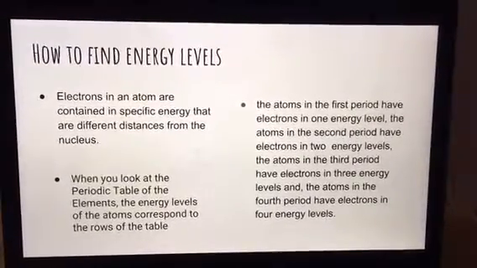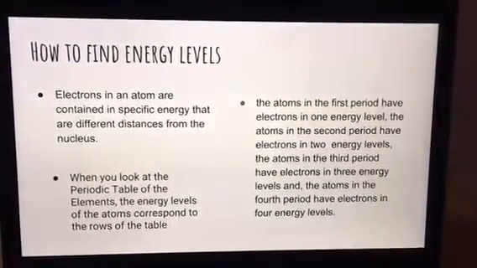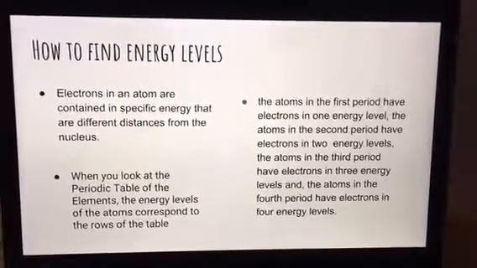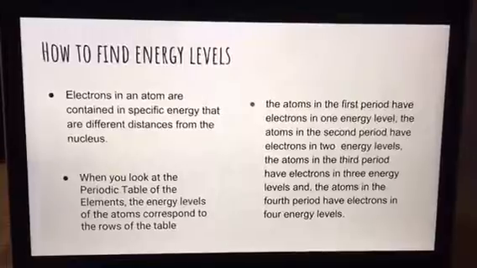The atoms in the first period have electrons in one energy level. The atoms in the second period have electrons in two energy levels. The atoms in the third period have electrons in three energy levels. And the atoms in the fourth period have electrons in four energy levels.